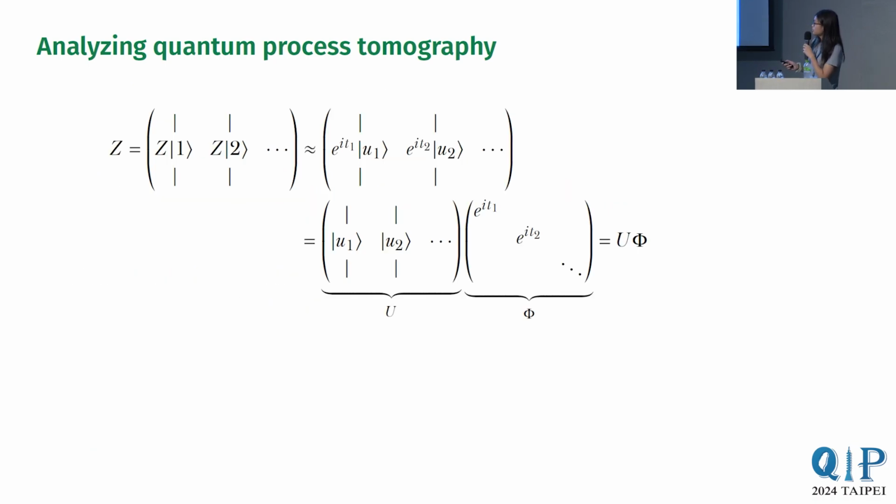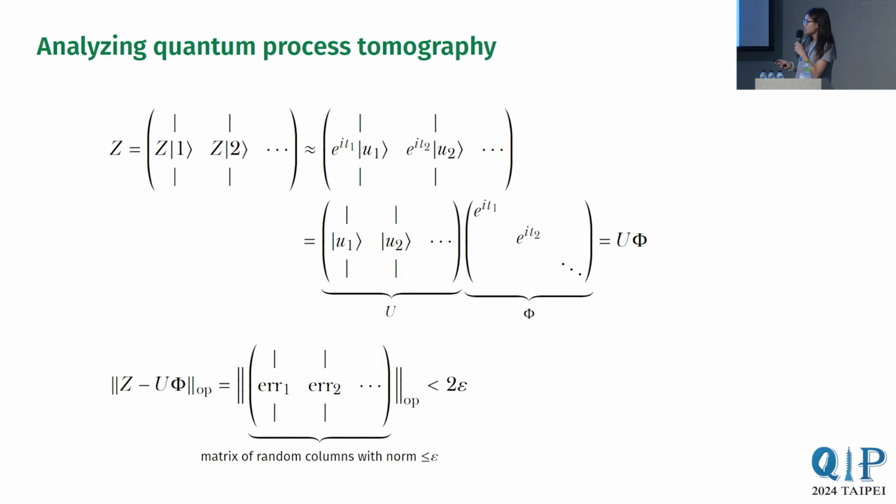Okay, so what did I say that we were doing? We're taking these columns, and what we have is that we can estimate them by these estimates that we get from state tomography, multiplied by some phases that we don't know. And what you can show is that the error between our estimate and the desired thing is given by the operator norm of the matrix of column errors. And you can show that because these errors are random columns, this is bounded by epsilon.